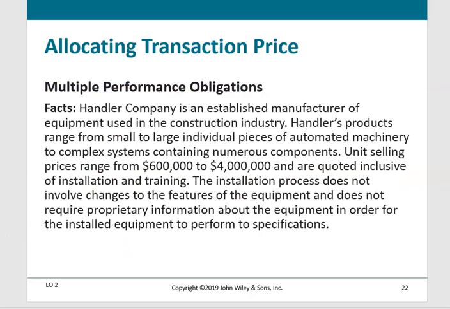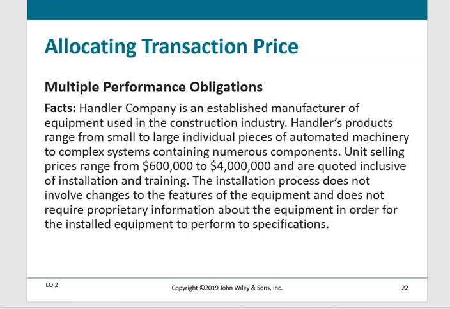Let's take a look at an example. Handler Company is an established manufacturer of equipment used in the construction industry. Handler's products range from small to large individual pieces of automated machinery to complex systems containing numerous components. Unit selling prices range from $600,000 to $4 million and are quoted inclusive of installation and training.